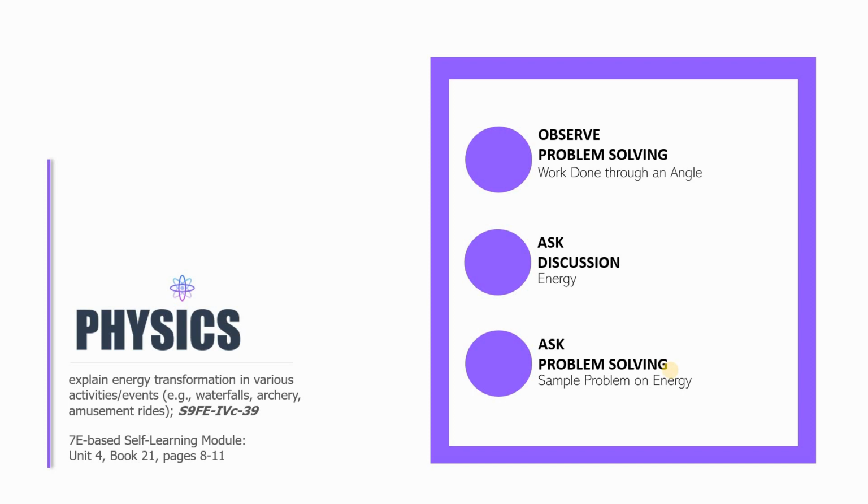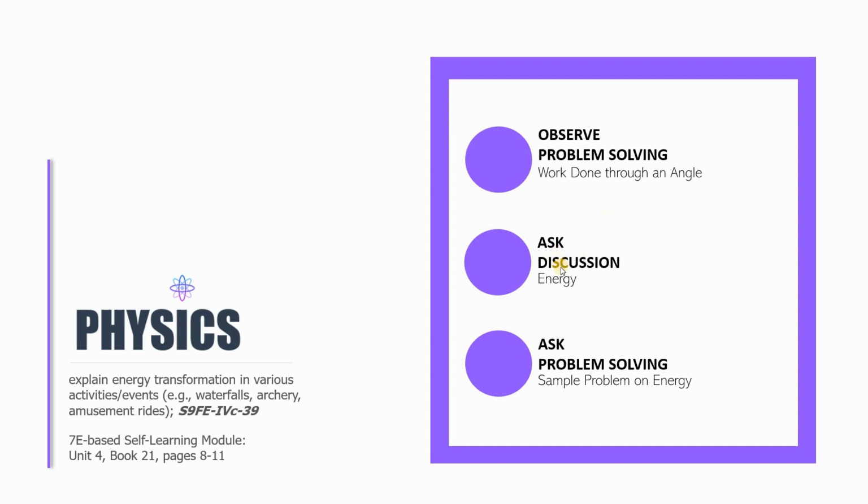This is Sir CJ, and in this session, we are going to finish the following parts. First, under Observe Problem Solving, work done through an angle. In the previous video lesson, I taught you how to solve problems when the work is done through an angle. This time, you're going to be doing that independently, okay?